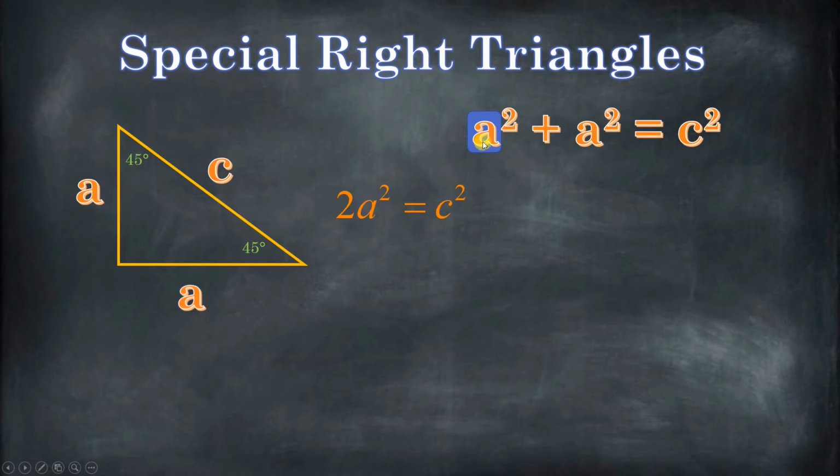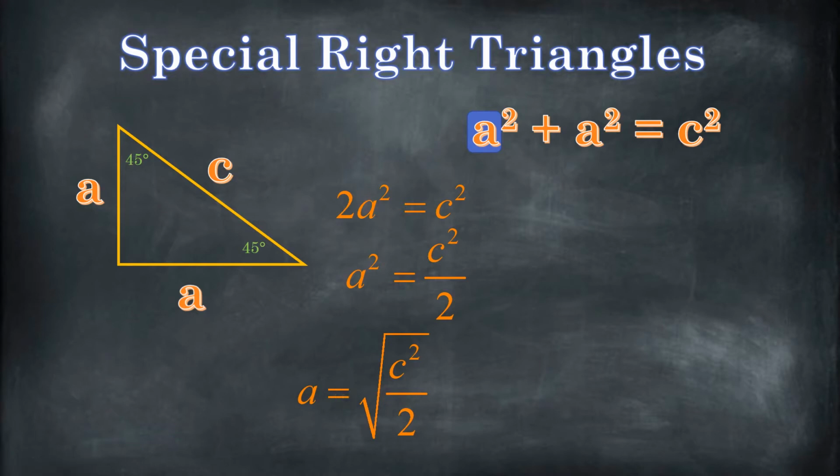So a squared plus a squared is 2a squared. We divide both sides by 2 and take the square root. What we end up with is that a equals the square root of c squared divided by 2. Now, we can simplify this a little bit. The square root of c squared is just c. So a is equal to c divided by the square root of 2.